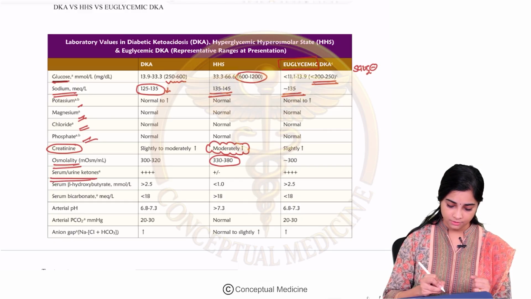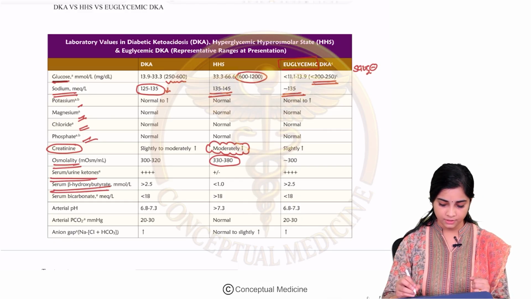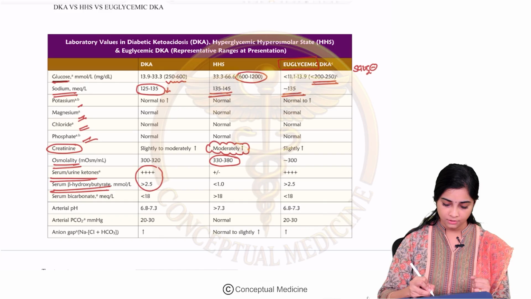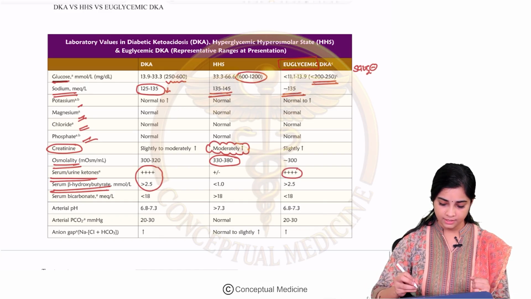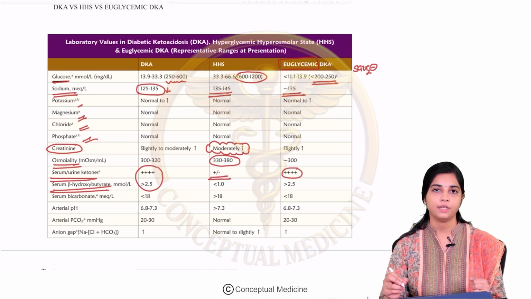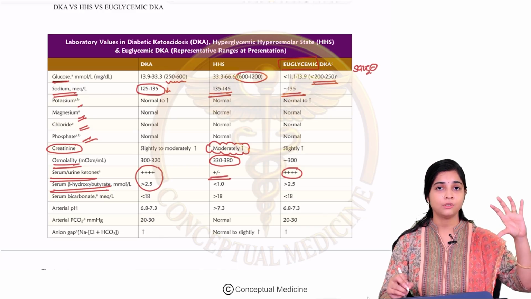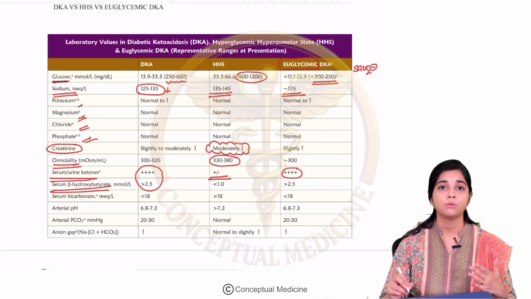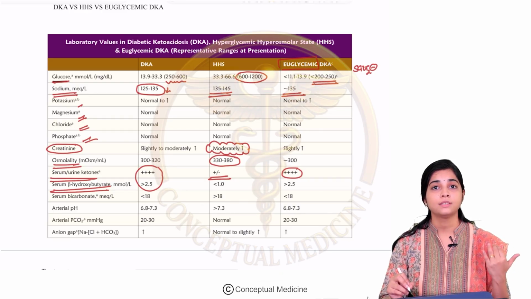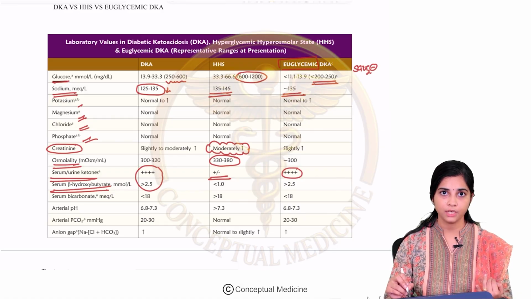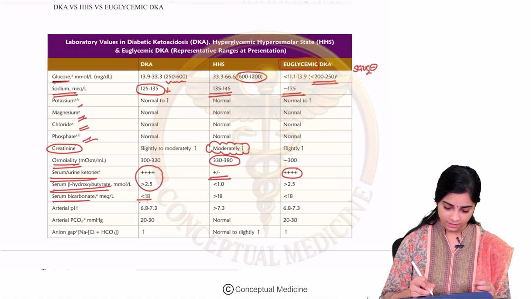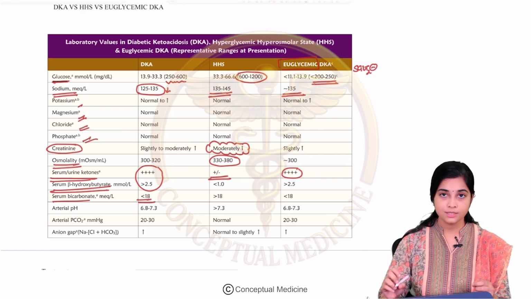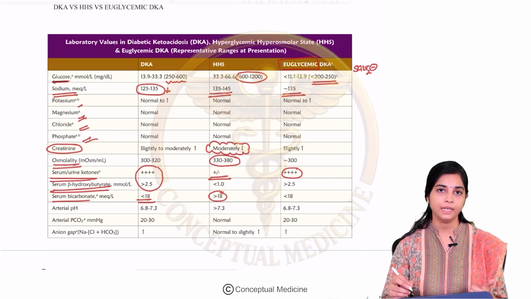Serum or urine ketones and serum beta hydroxybutyrate, which are your ketone bodies, are positive in your DKA and euglycemic DKA, but they are negative in your HHS. So, basically your ketone body formation pathway is not much active because your counter-regulatory hormones are not that elevated in your HHS. Okay, fine. Then serum bicarbonate will be low. So, basically acidosis is there in your euglycemic DKA and DKA, but there is no acidosis in HHS. Serum bicarbonate will be more than 18 in HHS.